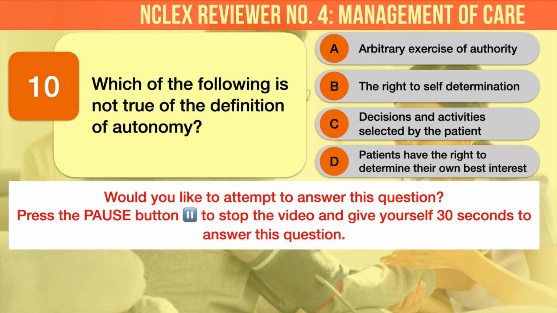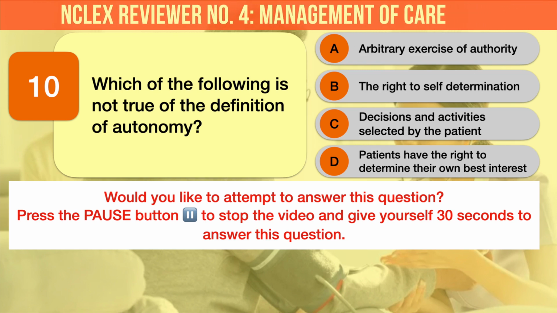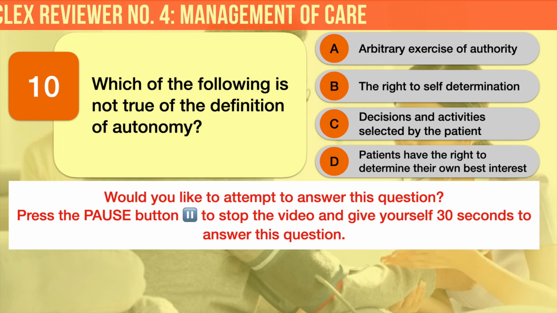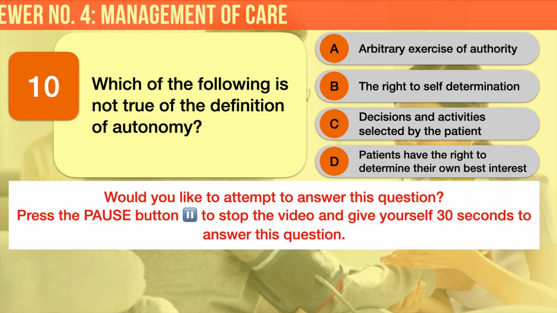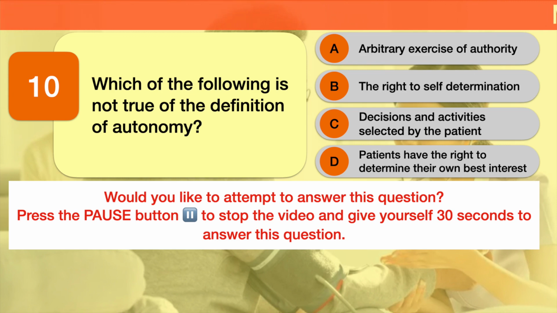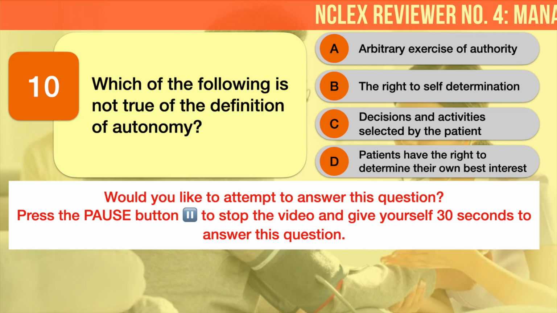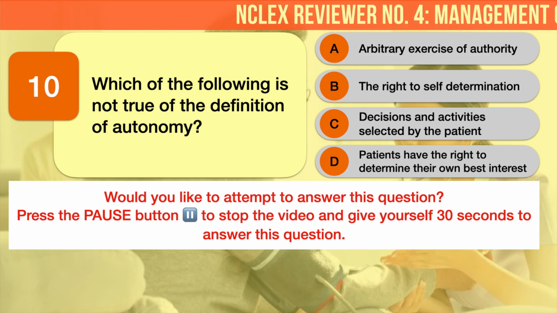Question number 10. Which of the following is not true of the definition of autonomy? A. Arbitrary exercise of authority. B. The right to self-determination. C. Decisions and activities selected by the patient. D. Patients have the right to determine their own best interest.